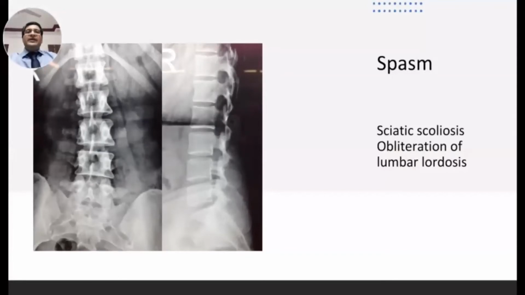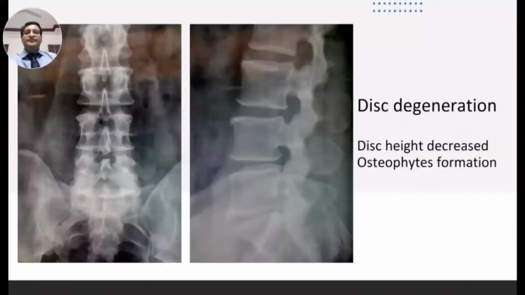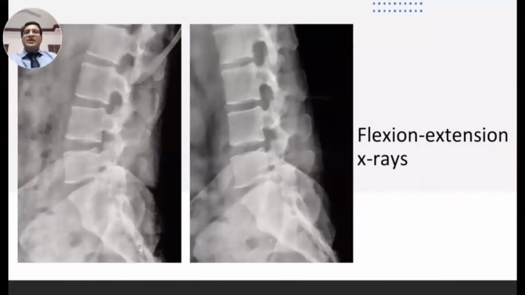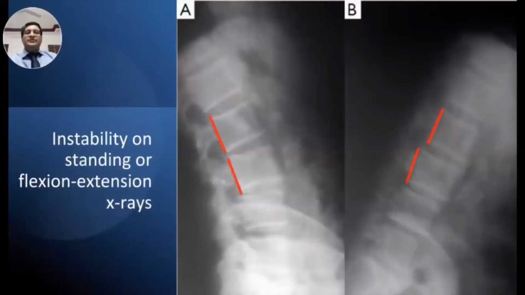If we see a scoliotic tilt with obliteration of lumbar lordosis, it can suggest muscle spasm or maybe disc herniation associated with nerve root compression. Decrease in disc height compared with the level above indicates disc degeneration or herniation. If we suspect instability in patients with chronic mechanical pain, flexion extension views should be carried out. If we see a significant forward movement of one vertebra over another, it can suggest instability.